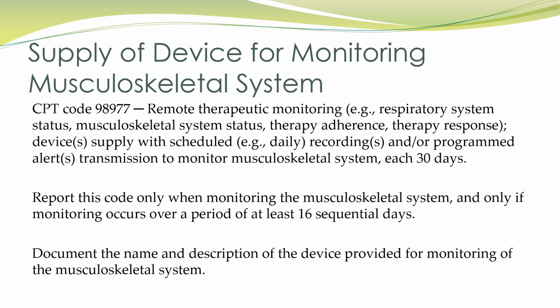98977 is for the supply of the device for monitoring musculoskeletal system. Report this code only when monitoring the musculoskeletal system and only if the monitoring occurs over a period of at least 16 days. Document the name and description of the device provided for monitoring the musculoskeletal system.